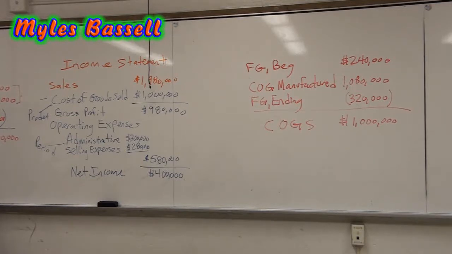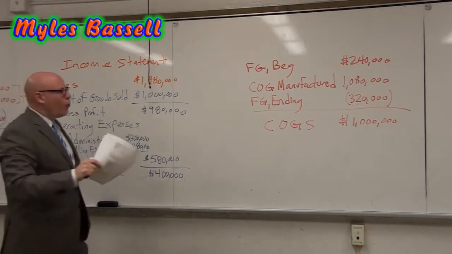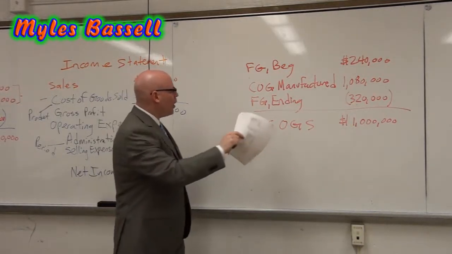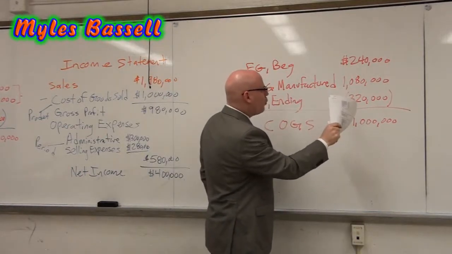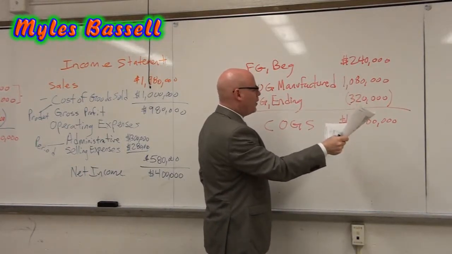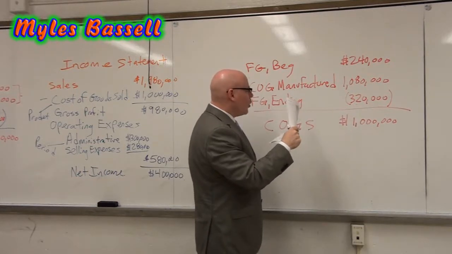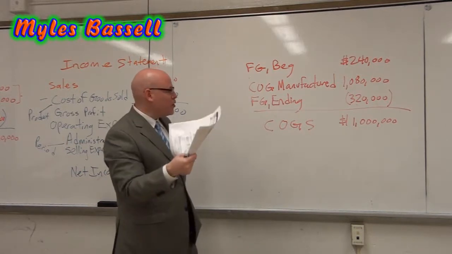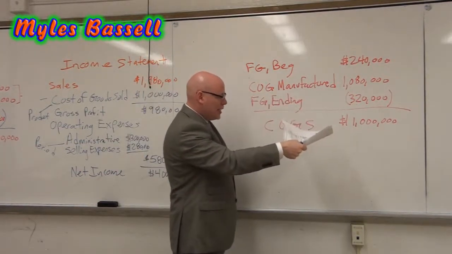Question, Professor? I'm a little confused on why. I know in the work in process, I know why the 40,000 is being added, but with the finished goods, I don't know why those are being subtracted. Because what we're trying to find out is what did it cost us to make the products that we sold? Well, here we're saying that we have finished goods inventory that's $320,000. That's cost to us. Those are inventoriable costs. That means we put $320,000 into that inventory.